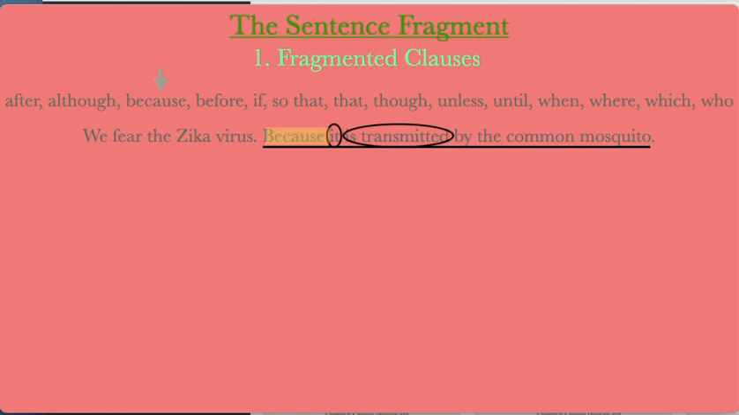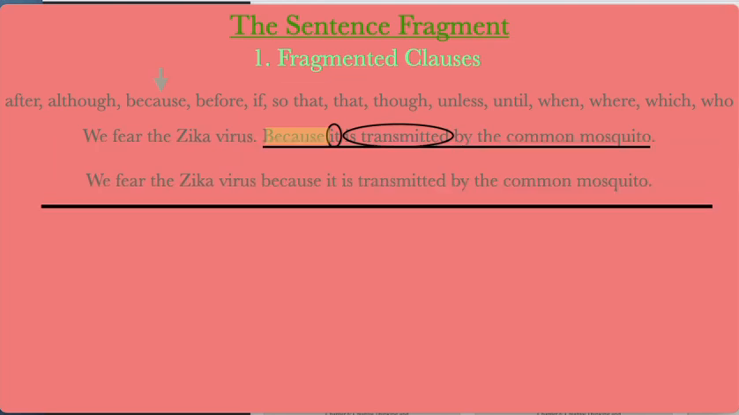We could do this in one of 2 ways. One, most fragmented clauses are begging to be pulled into a nearby sentence. We do this by simply blending or merging the 2 so that now we have a single sentence that conveys the entire message that we want to convey. And it's grammatically correct. We fear the Zika virus because it's transmitted by the common mosquito. Easy peasy, just like that.